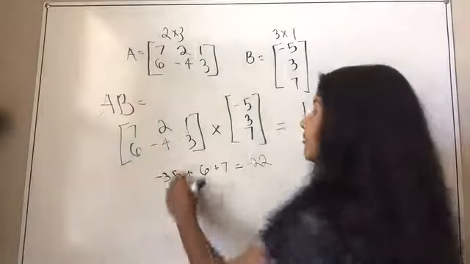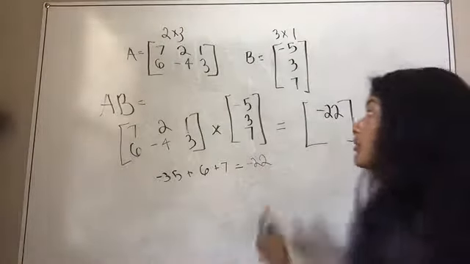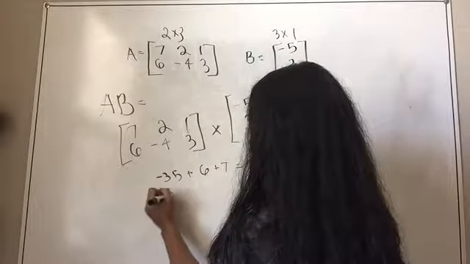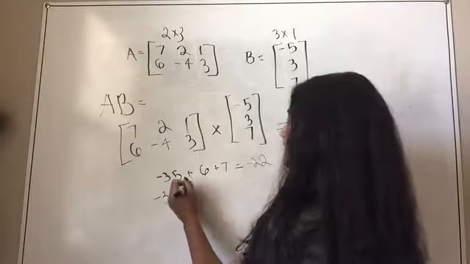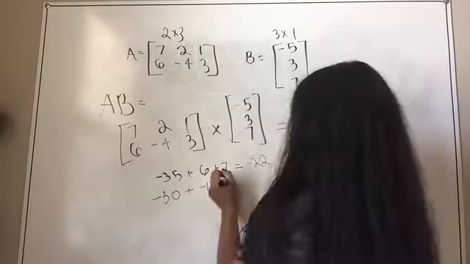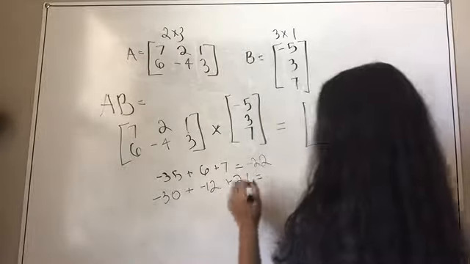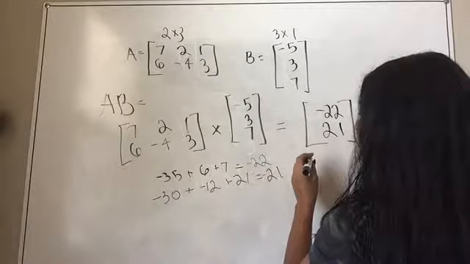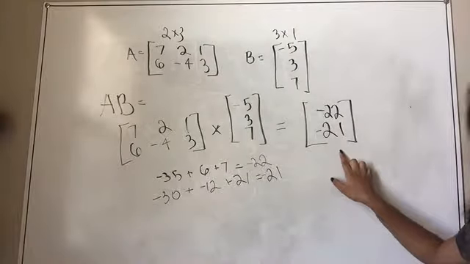Now we're going to do the bottom row and the other column, but then again there's only one column, so we use the same column. 6 times negative 5 is negative 30. Negative 4 times 3 is negative 12. And 3 times 7 is 21. So you have negative 42 plus 21 is negative 21. So our answer would be negative 22, negative 21.